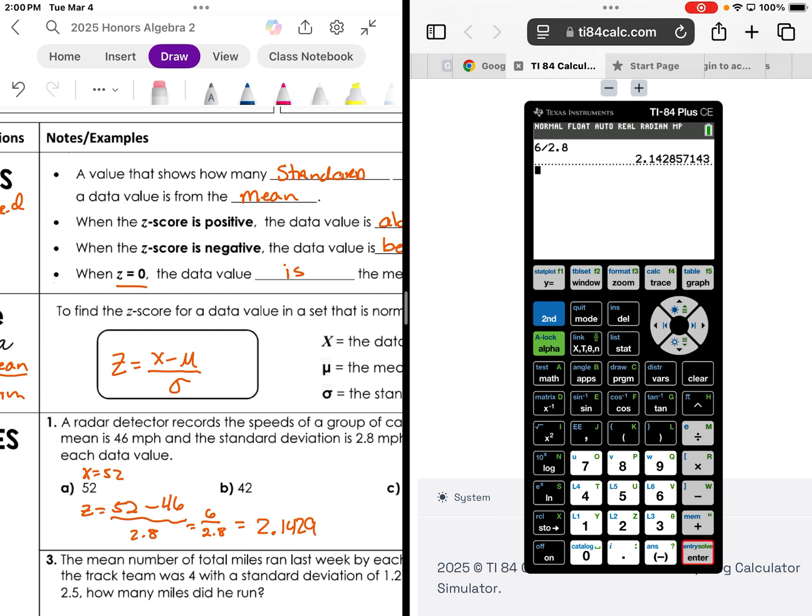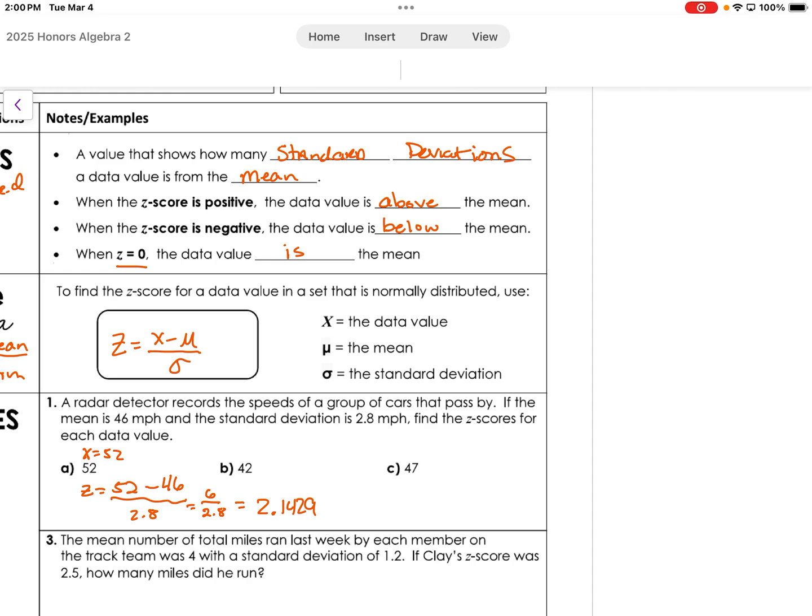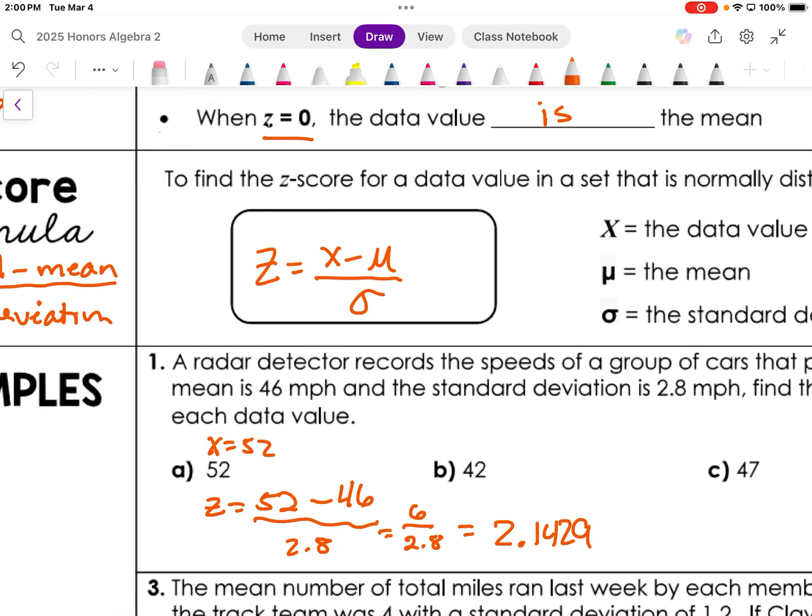2.1429. Now, on big ideas, you round to whatever value they want you to round to. I'm giving you some leeway on the big idea stuff on this one, because, again, they're quirky. So now they want us to do the same thing for the 42. Now, again, is 52 bigger than 46? Yes, so should we get a positive answer? Yes, because if you get a positive z-score, that means you're above the mean. And 52 is above 46.